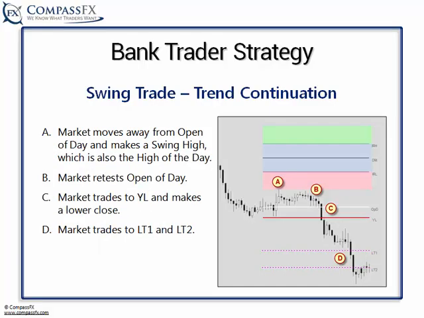This is an example of a swing trade in a trend continuation. The market moves away from the open and actually makes a high of the day. In this case, what we see here is a swing high, but this swing high is lower than the previous swing high over here. The market then falls back over and retests the open of the day. On the break of the open of the day, we can look to enter a short trade as the market moves on down to yesterday's low. On the break of yesterday's low, then we can target low target number 1 or low target number 2 as we trade.